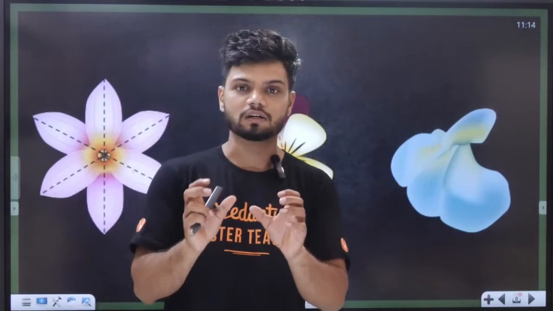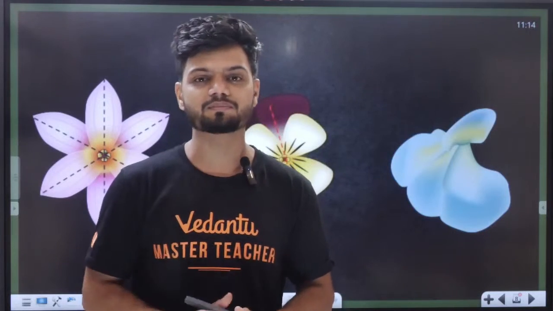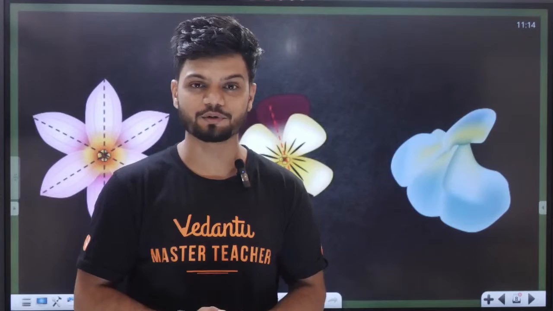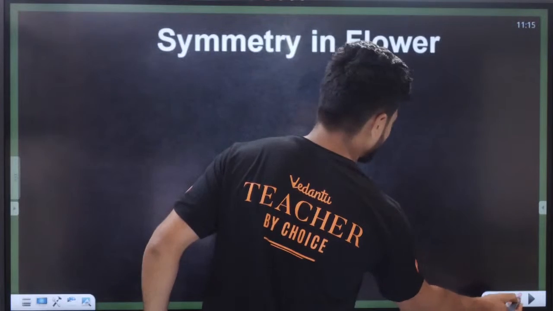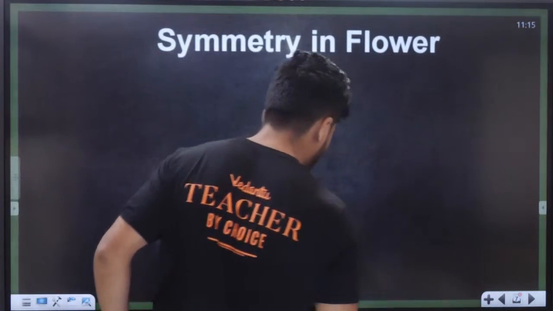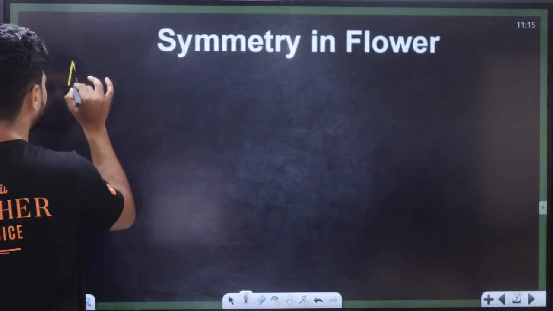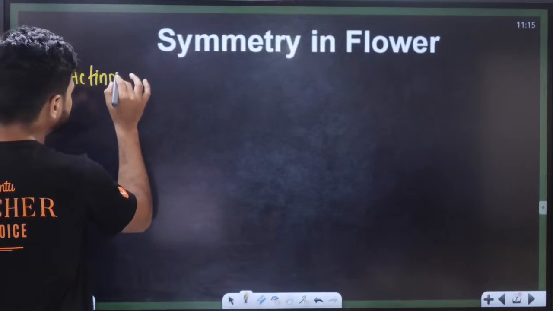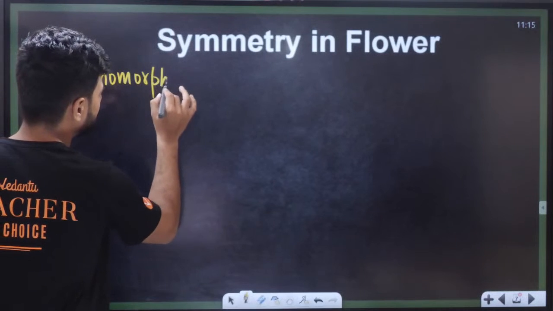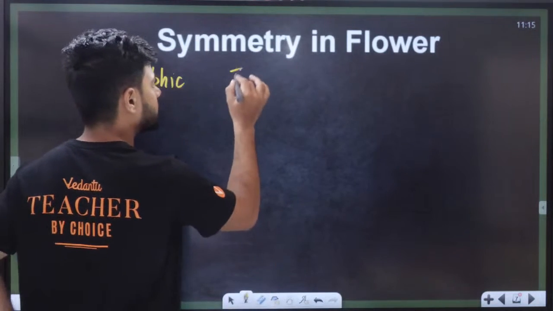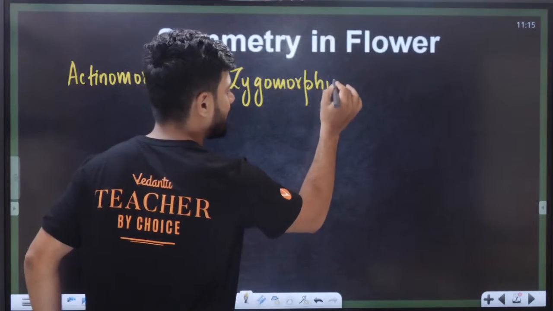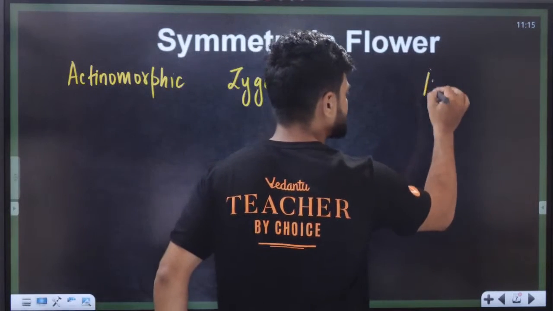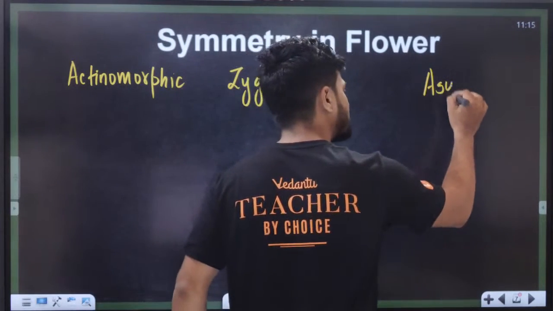So based on how many planes you can cut the flower into two equal halves, we have something called symmetry. Based on symmetry, we have actinomorphic, zygomorphic and asymmetrical flowers. The first one is actinomorphic. Then we have zygomorphic. And then we have asymmetrical.